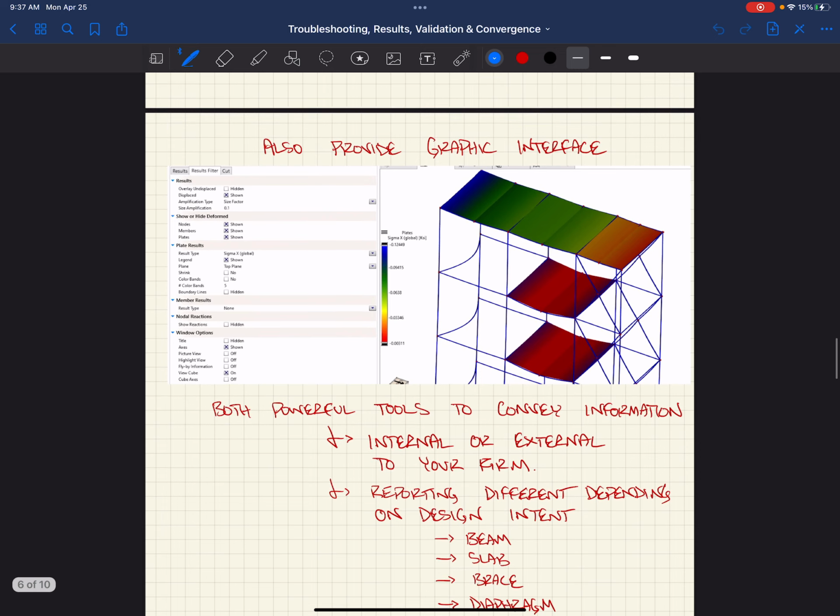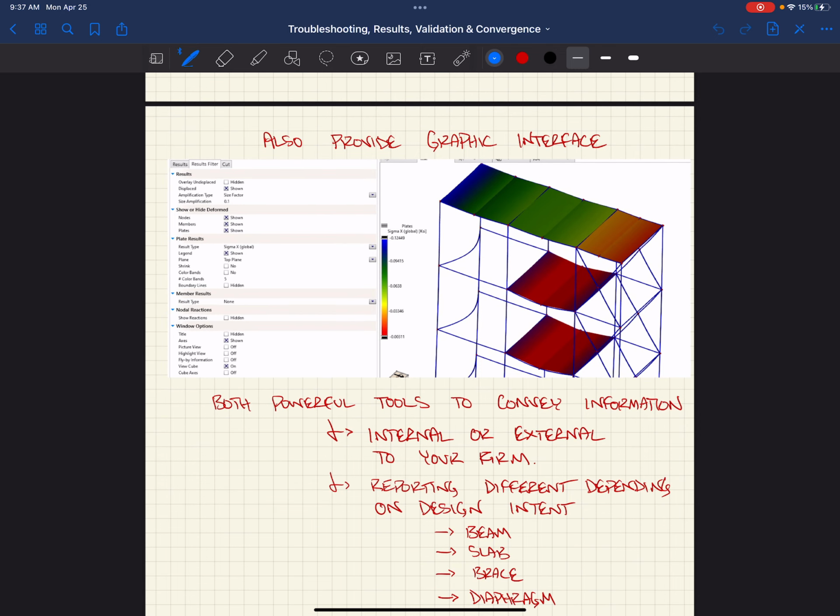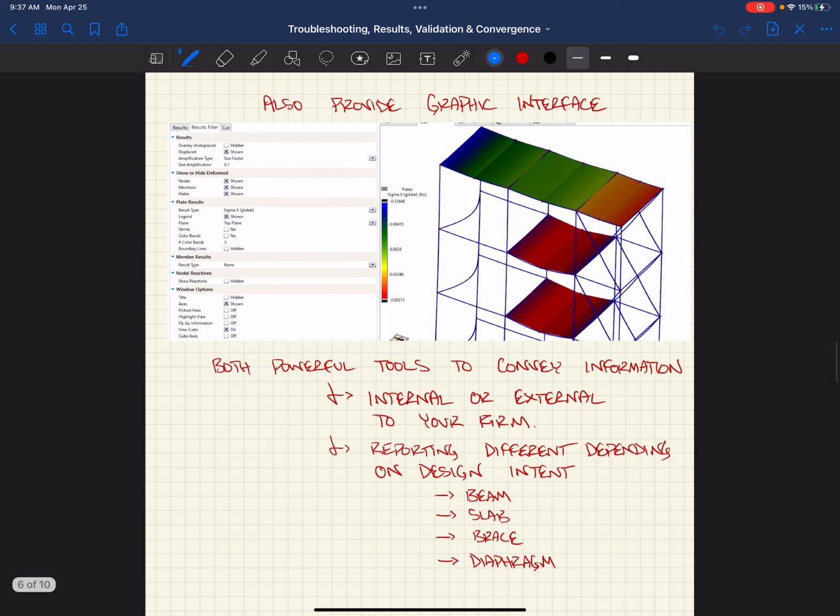A lot of stuff. They also provide a really powerful graphic interface, so we can actually see the behavior of our model. That's the whole name behind visual analysis. The name was based on the fact that Dan Van Lushen, and I think it was a grad student at the time, modeled a portal frame and actually got it to show what the displacements were, and then they decided to name it visual analysis from there.